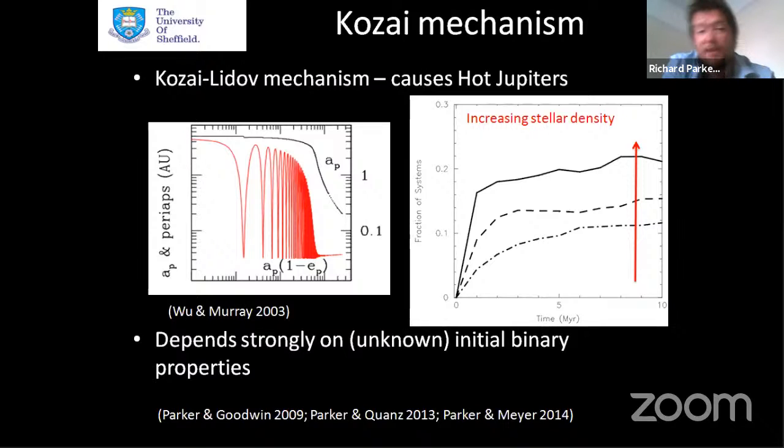The plot on the left is some work by Wu and Murray. It's basically showing that the Kozai mechanism can induce the formation of hot Jupiters. You initially start with a planet that's at a few AU, and due to the eccentricity oscillations, that planet is then driven closer to the host star and ends up with a very small semi-major axis. What I would say is that how often the Kozai mechanism happens, and whether it can happen at all, is probably a strong function of the initial binary properties, which again we don't really know a lot about in nearby star-forming regions.